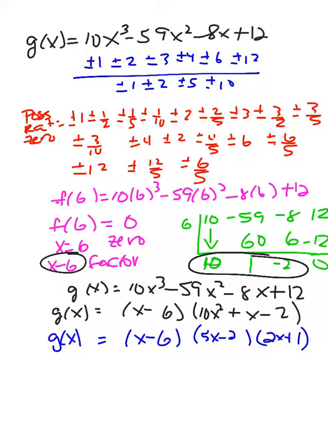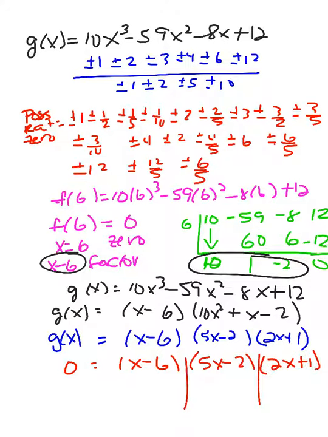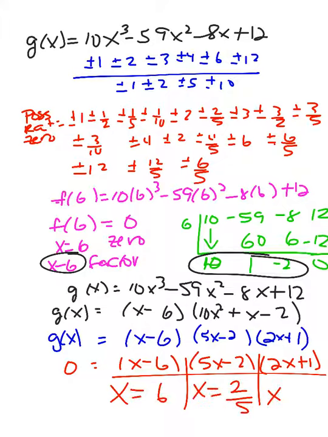And now I want my zeros, so I make my y 0. And then I make my t-chart. I get x equals 6, x equals 2/5, and x equals negative 1/2.